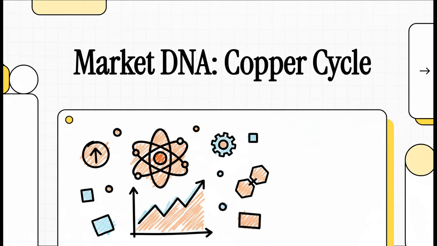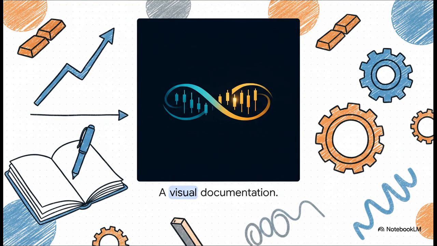Today, we're going to take a look at a fascinating method called market DNA. We'll be doing a visual walkthrough of this system. Basically, we're breaking down a documented trade cycle for copper, phase by phase. Our goal here is pretty simple. We're just going to present the facts exactly as they were documented.